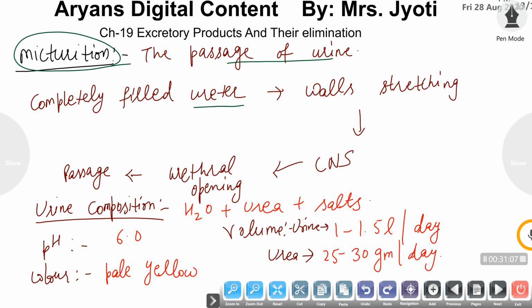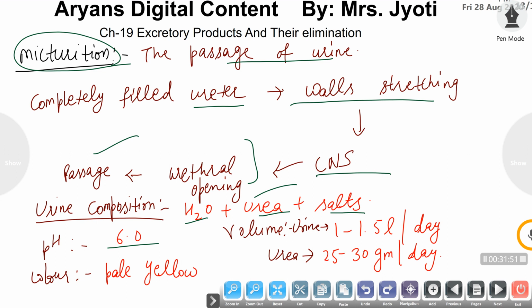When the urinary bladder gets completely filled, the walls of the bladder start to stretch, and these stretched walls act as signals for the central nervous system, and the central nervous system causes contraction in the urinary bladder wall, which results in the opening of the urethra, and after the urethra opens, the urine passes away from the body. If we talk about the composition of urine, then urine generally consists of water, urea and salts. And the pH of urine is around 6, meaning a little acidic due to the presence of urea.